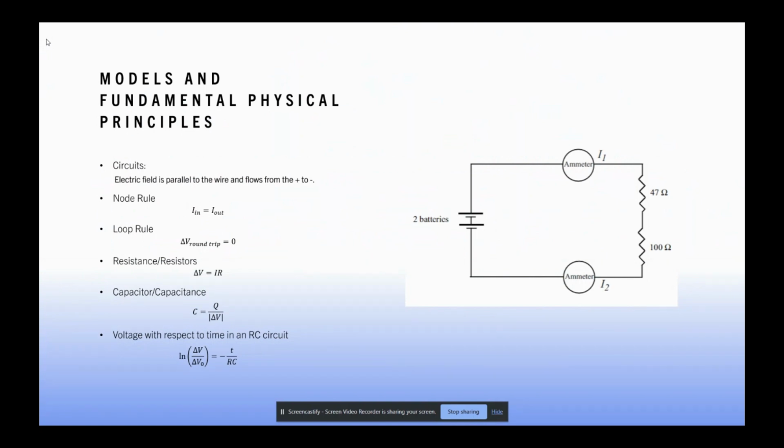We also studied resistance, which can be given by Ohm's law, which states that the change in voltage is equal to the current times the resistance we're driving the current past. We also studied capacitance, and in this equation we see that the capacitance is equal to the charge buildup in the capacitor divided by the absolute value of the voltage drop across it. We also had to look at the voltage with respect to time in an RC circuit in order to make a graph and find the RC value for this circuit.